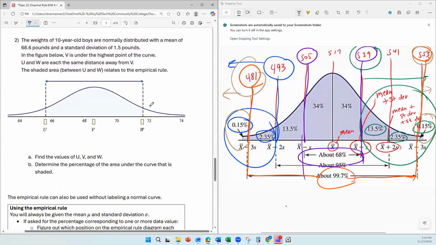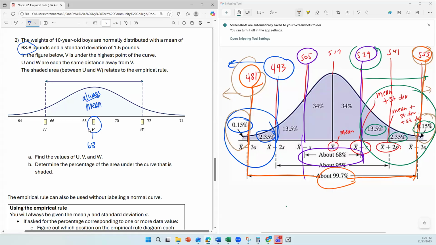Now, here's something you will be asked to do on homework, on quizzes, on tests. You'll have this diagram here, and you're filling in some of these labels. So you're not doing the full label with all 7 numbers. You're just doing 3 of them. The one you're always doing is the middle one, which is going to be the mean. No rounding, no calculation, just the mean exactly as given. So this means 68.6 pounds.